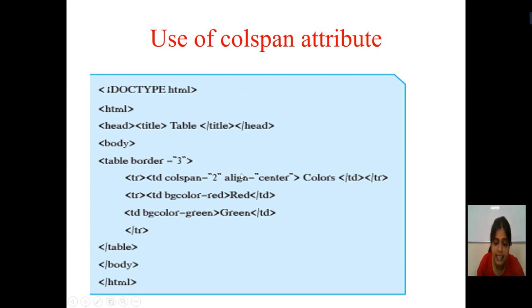Next is align equal to center. And what will be the alignment of this TD tag? That will be in the center. And what data are you going to write in that? It is the colors. Your data is completed, so your TD tag is completed by using the closing TD, and by using the closing TR, your table row is completed. This is the first statement that is used for the first row creation.